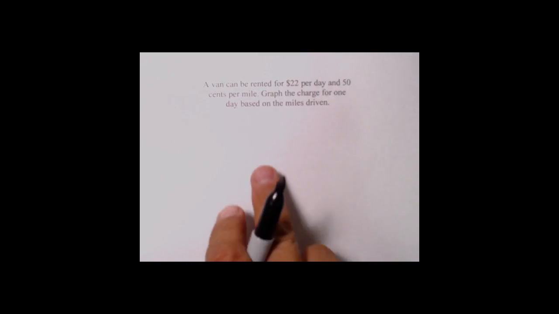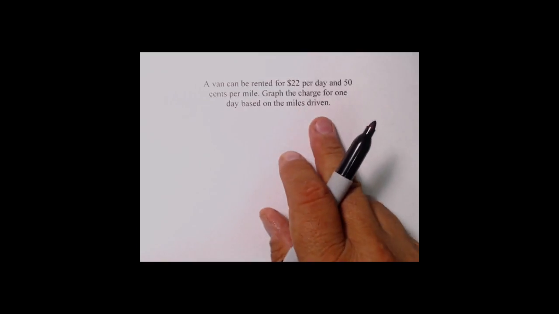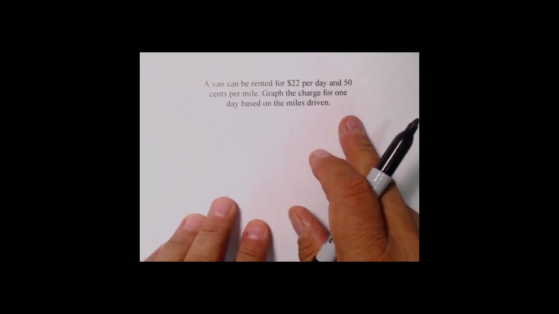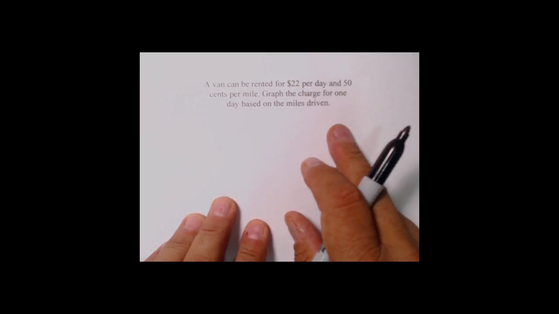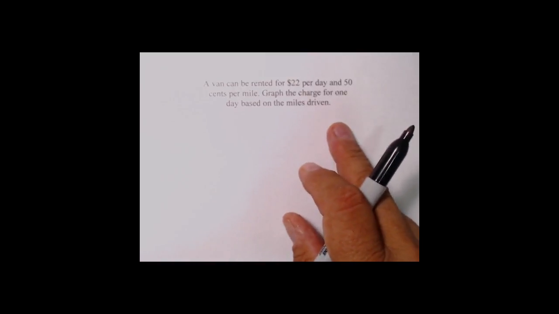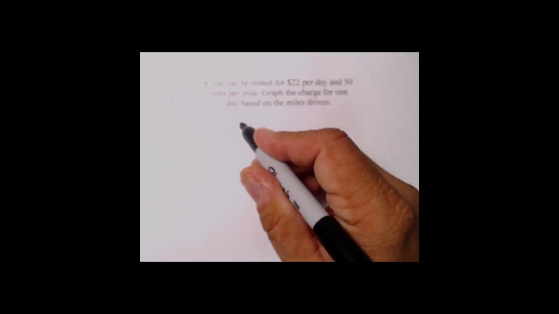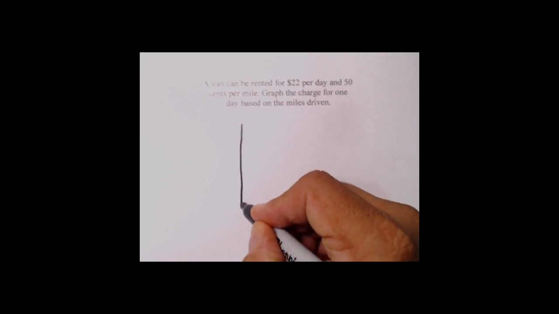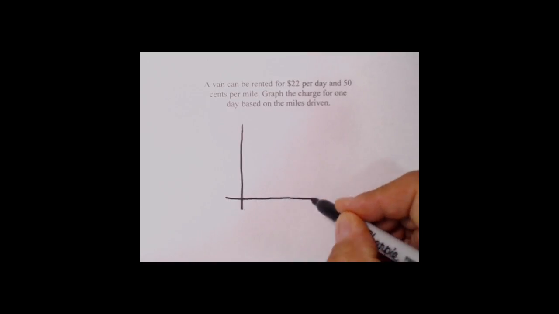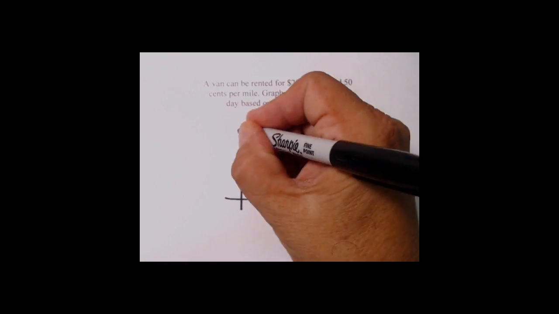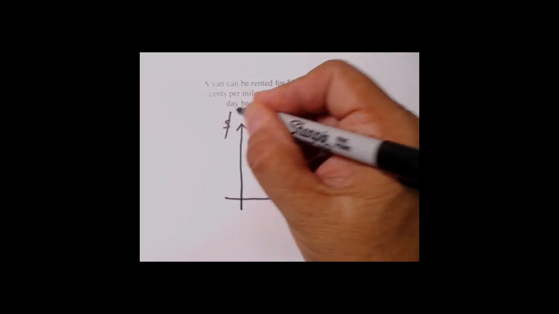Okay, here we go on this one. It says a van can be rented for $22 per day and 50 cents per mile. Graph the charge for 1 day based on the miles driven. Well, the charge is going to be positive. The number of miles you drive is going to be positive. So once again, you're going to have a first quadrant graph. And now, we always want the values, the cost, to be going upward like this.